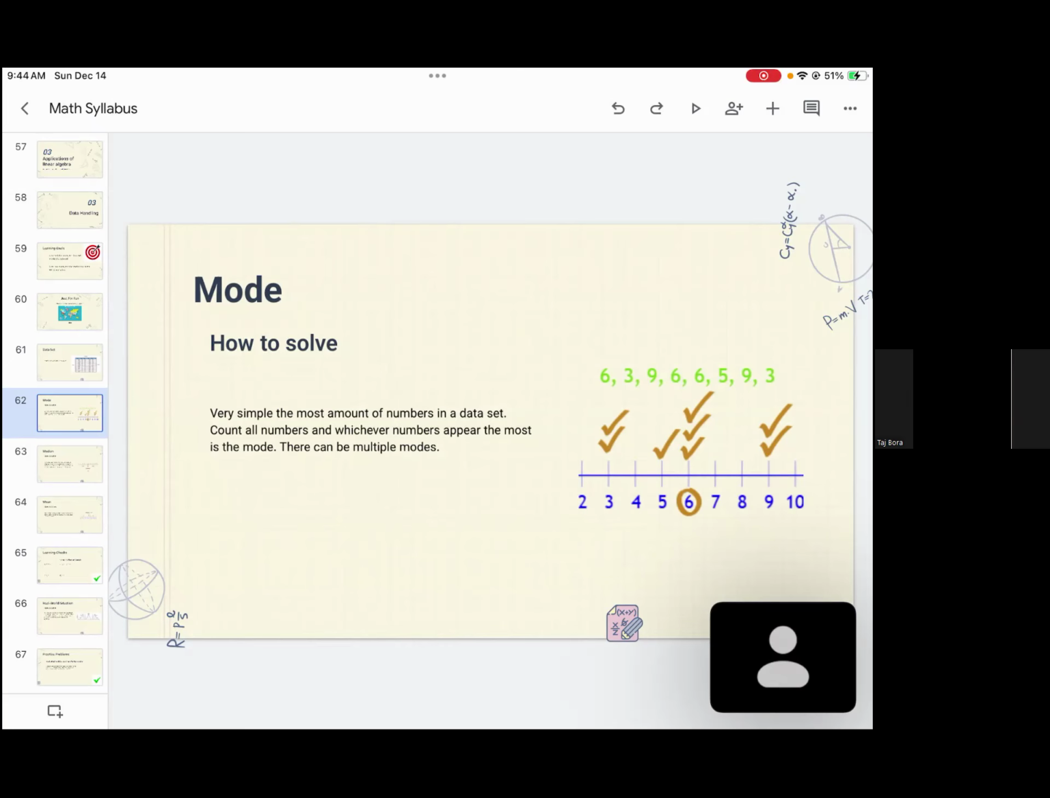I think I get it. Because 6 is there the most, that is the mode. These are just terms to know. There's no math involved. So the mode is what number appears the most amount of times. Okay? Does that make sense?